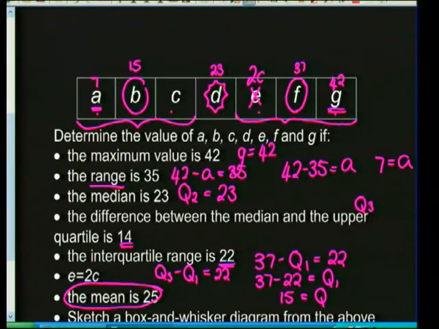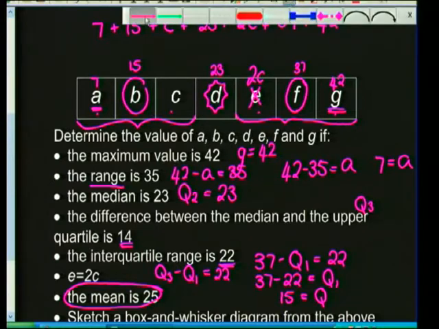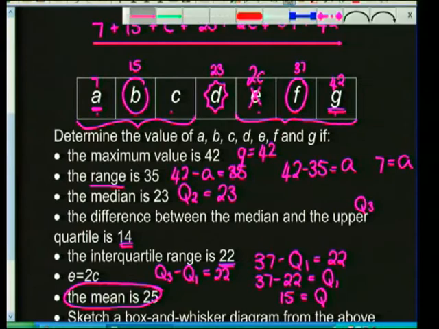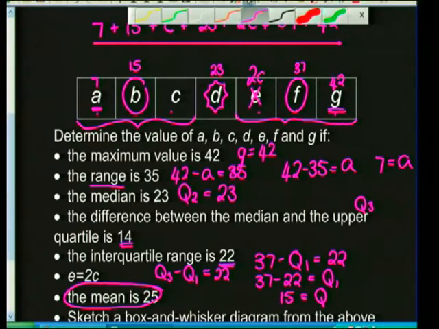And let's see then what we've got. To work out your mean, I would have to take my 7 plus my 15 plus my C plus my 23 plus my 2C plus 37 plus 42. And that's all going to get divided by, so let's put that all over, the number of terms that there are. And how many terms are we actually working with over here?